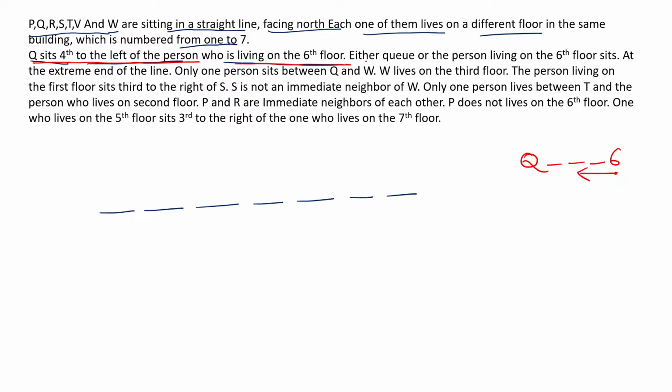Next one. Either Q or the person living on the 6th floor sits at the extreme end of the line. That means this person can be at the end, or this person can be at the end. So only two possibilities are going to be there. So I am going to write them.